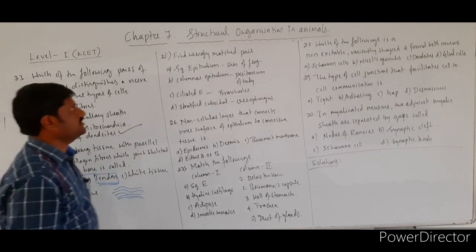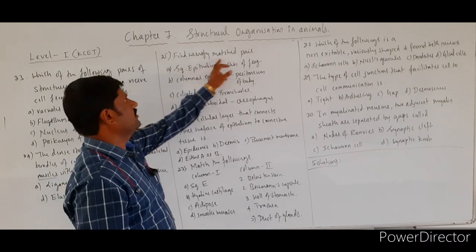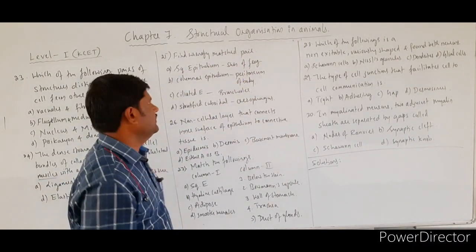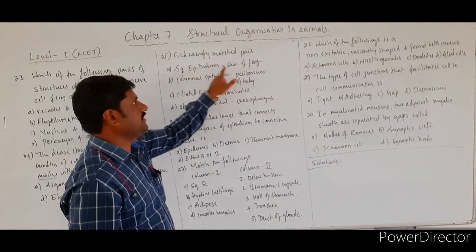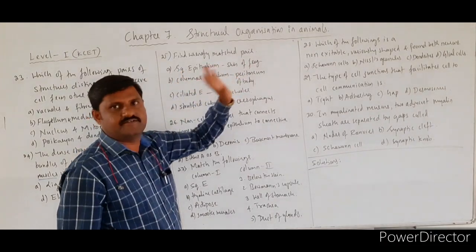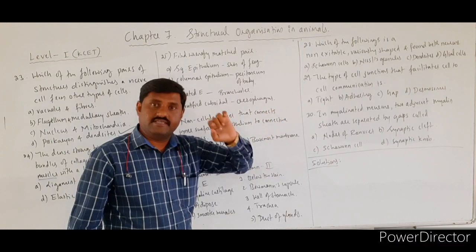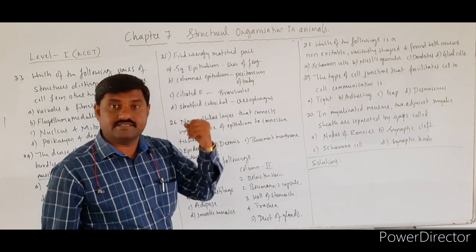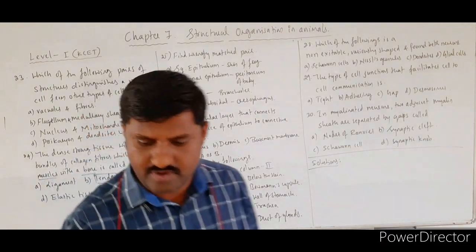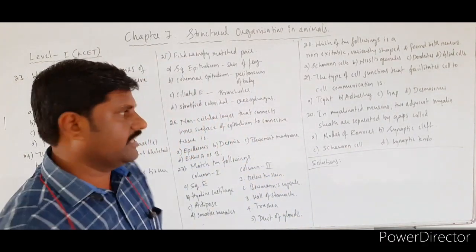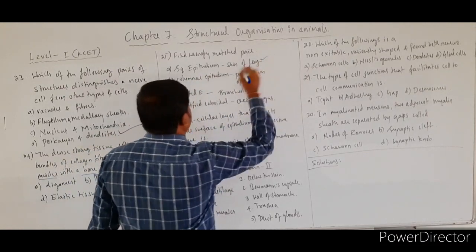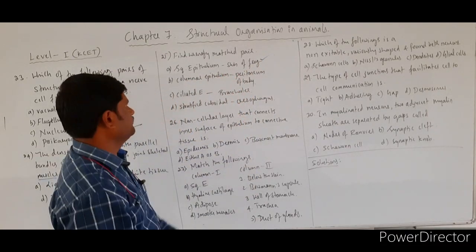Okay. And the next question. Find the wrongly matched pair. So which is the wrongly matched pair? Let us see. Squamous epithelium, it makes the skin of the frog. As I said, skin of the frog is very delicate and very thin, right? It is highly vascularized. So what it means is, it is lined by the squamous epithelium. So this pair is matched correctly.